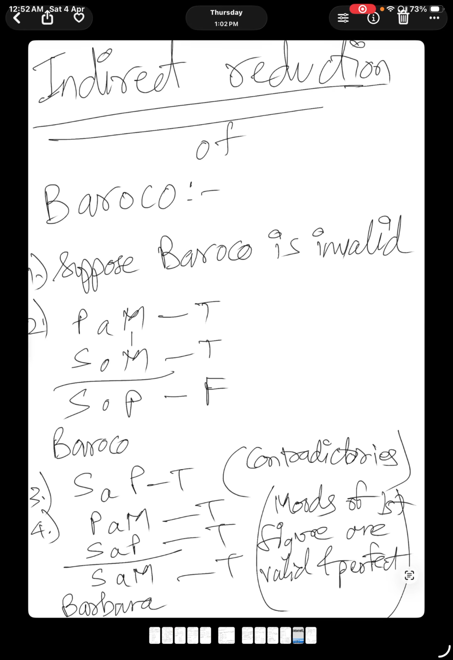Okay. So that was about direct reduction. Now, in Baroco and Bocardo, both direct reduction is not possible. We have to change the names. Now let's see indirect reduction. What's the process?